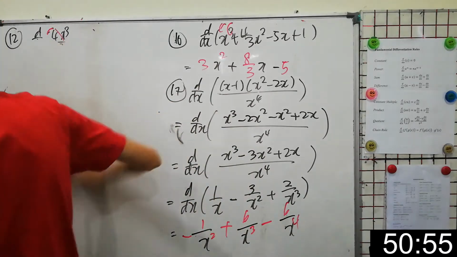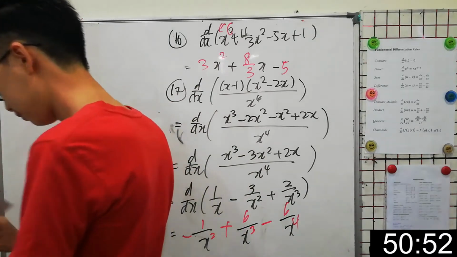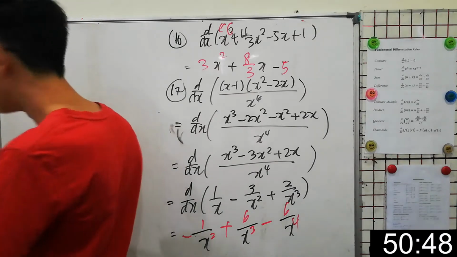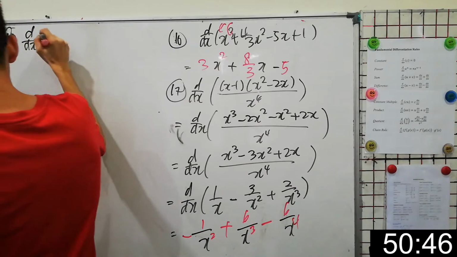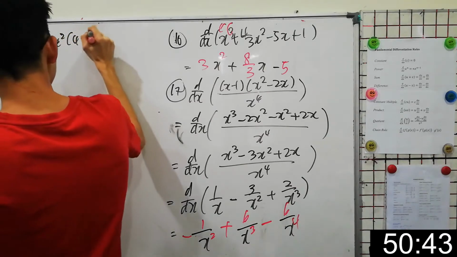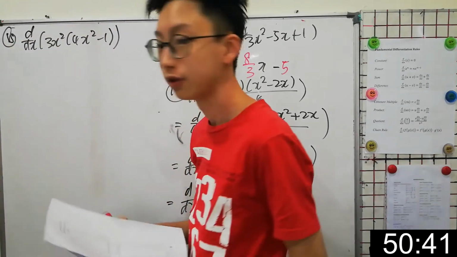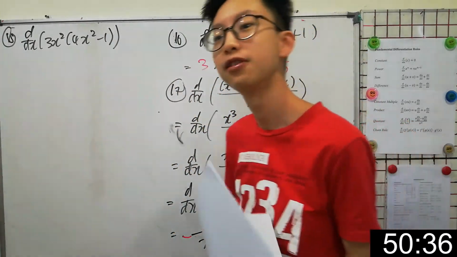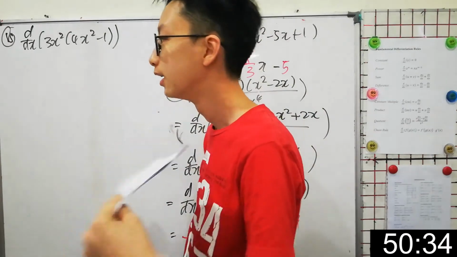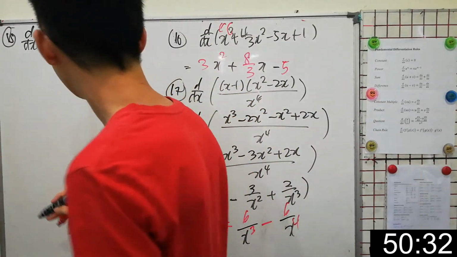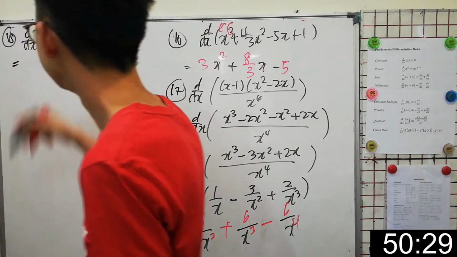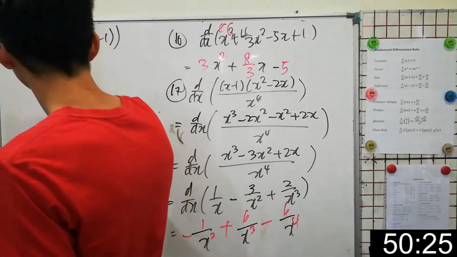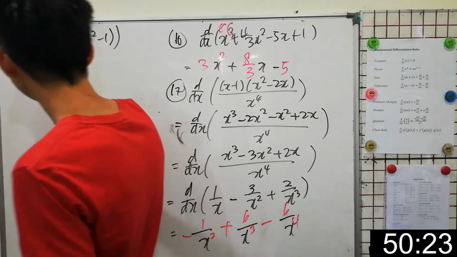We still have 50 minutes. Number 18. The questions are getting harder and harder. d/dx of 3x squared times (4x squared minus 1). And actually for the first 50 questions, all are algebra questions. Then we'll start to have trig and all the transcendental functions after question 50. For this one again, we are trying to expand without using the product rule, but actually you can use the product rule, and it's up to you. So I will try to expand it first.